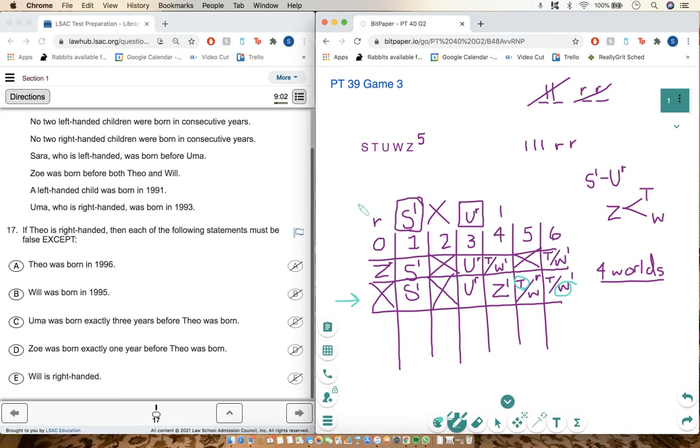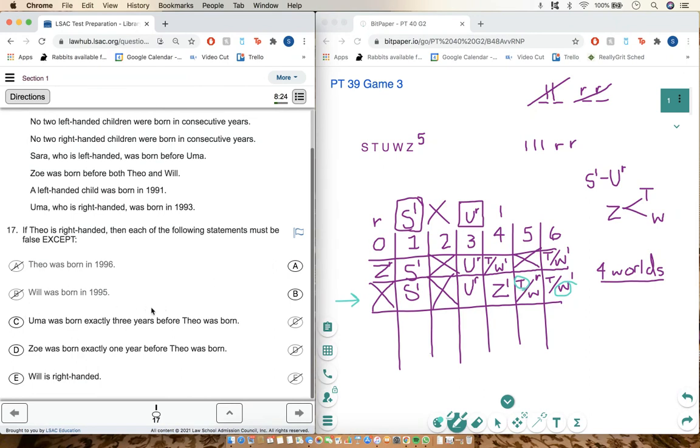So now they're looking for statements that must be false except. So something that does not have to be false. So we're looking for something that could be true. So Theo was born in 1996. No, Theo cannot be born in 1996, right? That is a must be false thing. So we're going to cross that out. Will was born in 1995. No, that also is a must be false thing, right? We know for sure, for a fact, that Theo has to be born in 1995.